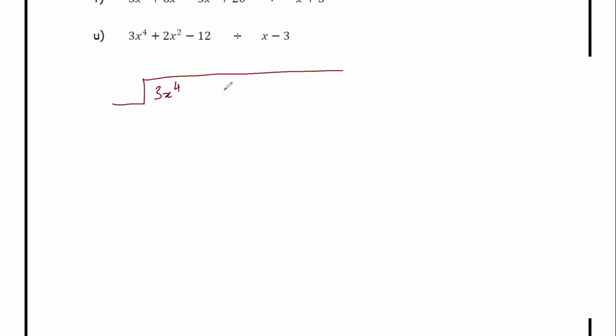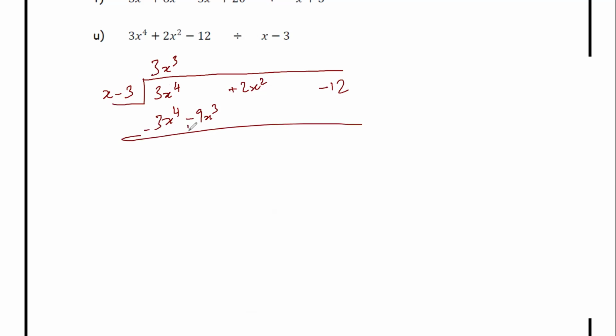3x to the power 4. Leave a gap because there's x cube and then there's plus 2x square. Leave a gap because there's an x and then there is negative 12. And this is x minus 3. So I want 3 times x cube because that into x gives me 3 times x to the power 4. And then negative 9x cube.